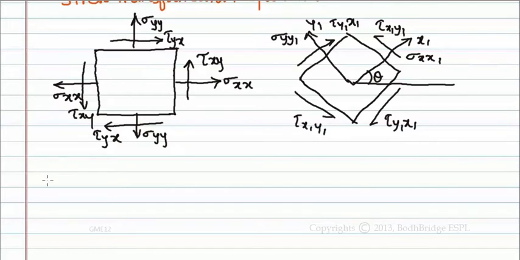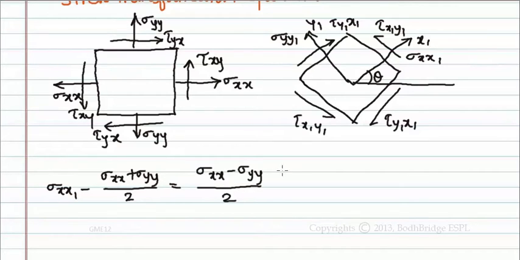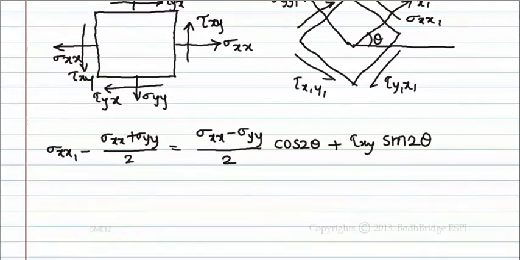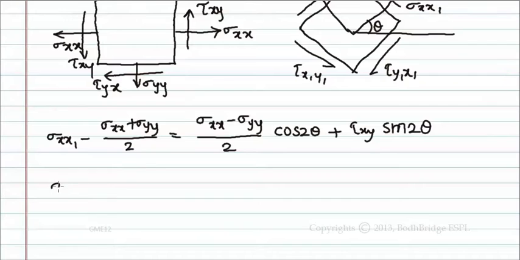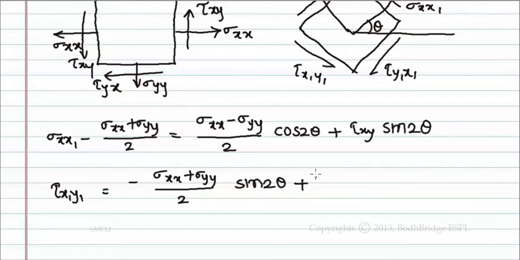Then the equations are: sigma x1 minus (sigma xx plus sigma yy)/2 is equal to (sigma xx minus sigma yy)/2 cos 2 theta plus tau xy sin 2 theta, and another equation, tau x1y1 is equal to minus (sigma xx minus sigma yy)/2 sin 2 theta plus tau xy cos 2 theta. Let us say this is equation 1 and this is equation 2.